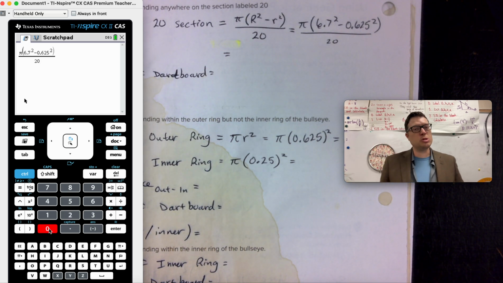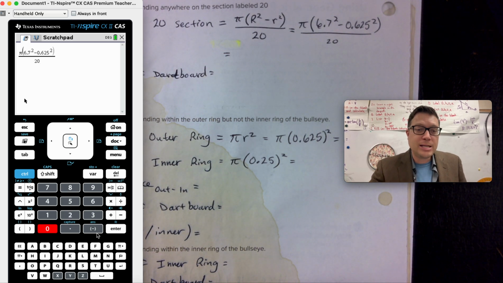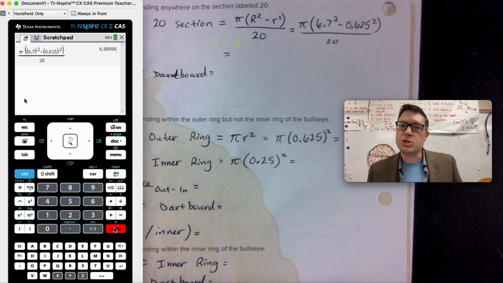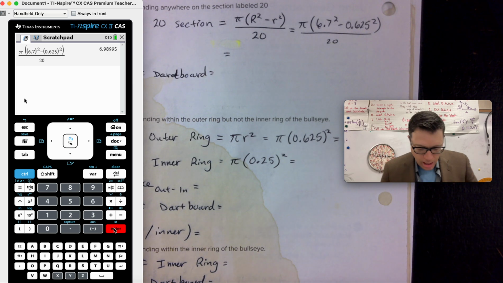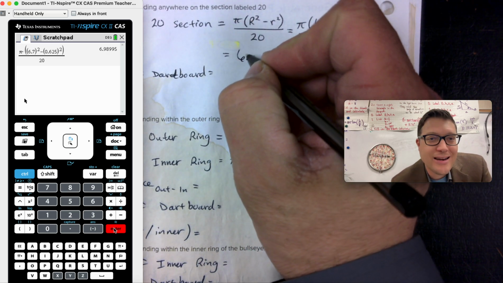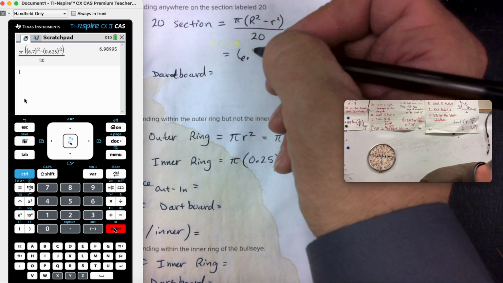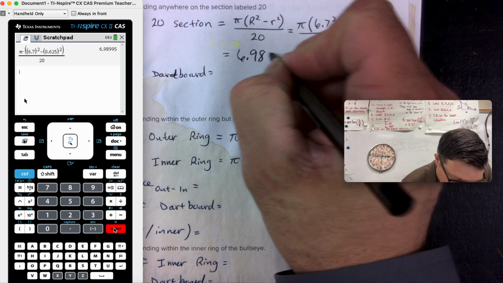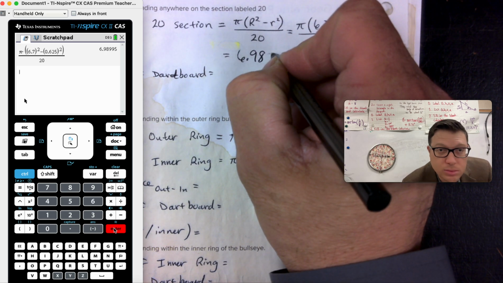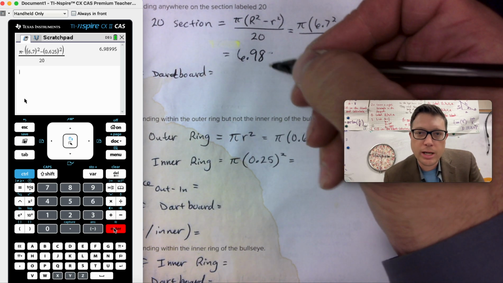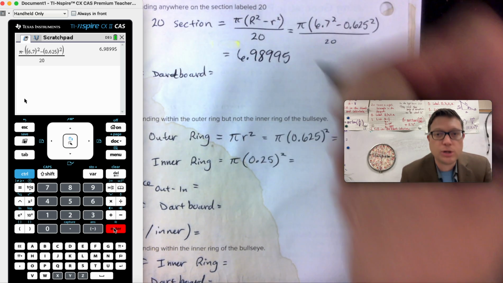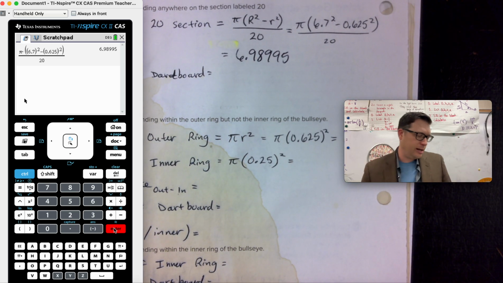This already has decimals being used, so our answer is going to be in decimal format. We have an approximate area of the scoring 20 section of 6.98. I'll use that accuracy because the calculator said it.